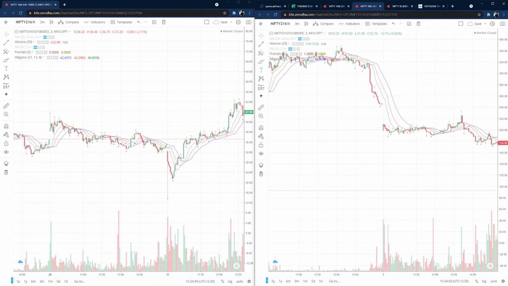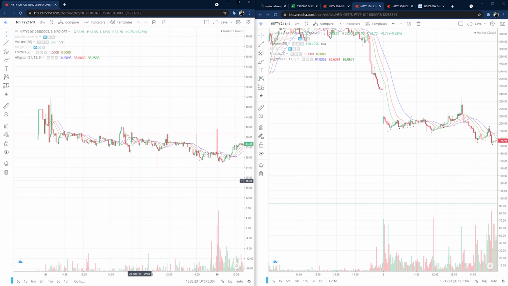I repeat what we are supposed to do. First thing is you have to find the spot price. The first step is very simple: see the spot opening price, then see the at the money call option and put option. If the market is going up, use the fractal as an entry. See if the candle is breaking the fractal.